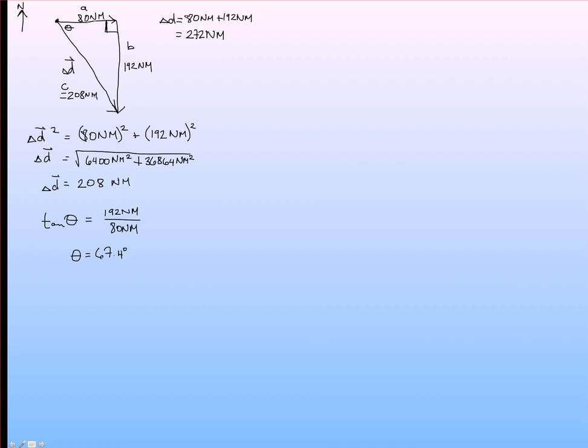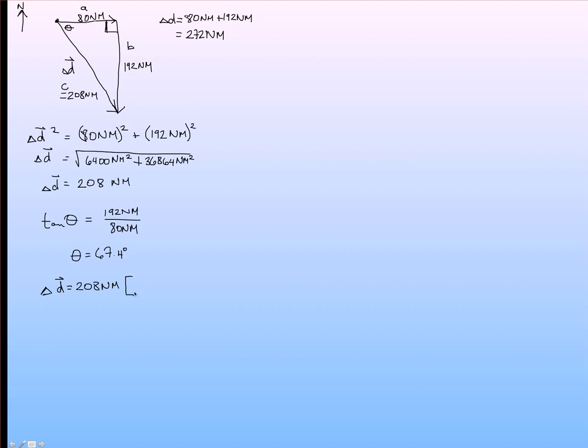Now, again, that 67.4 is just the angle between these two lines. It is not the direction of displacement. And so let's see, how can we report that? Here's our displacement. It equals 208 nautical miles in the direction which is indicated by these square brackets.